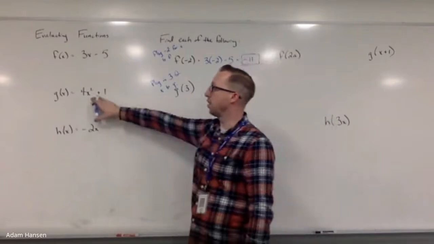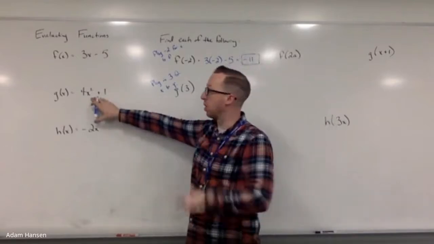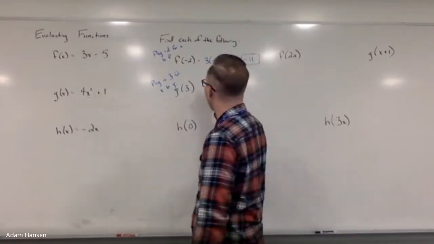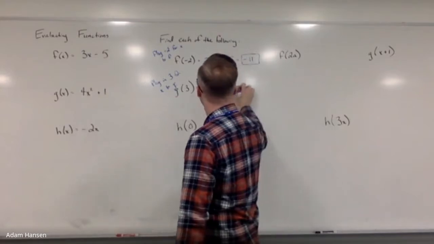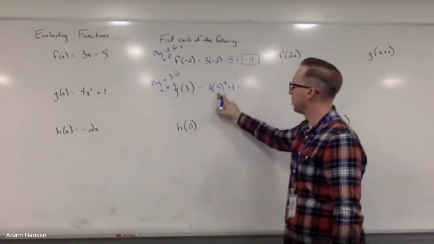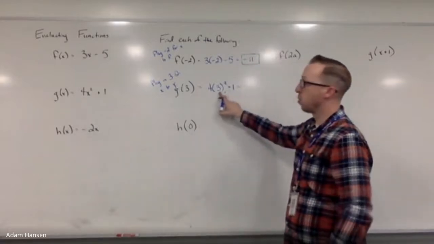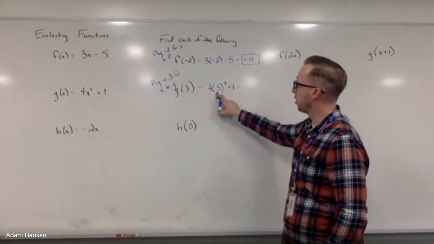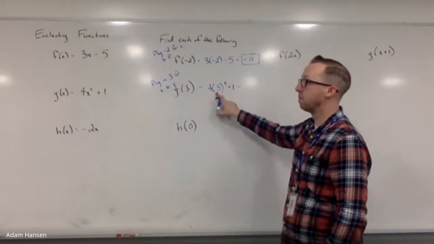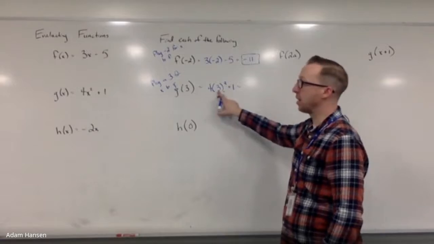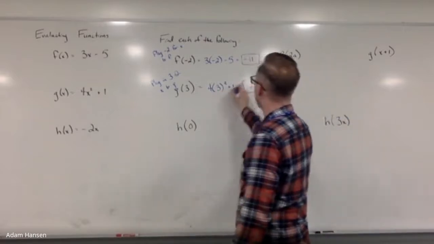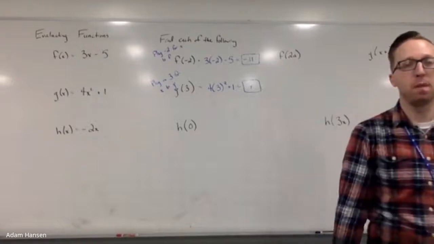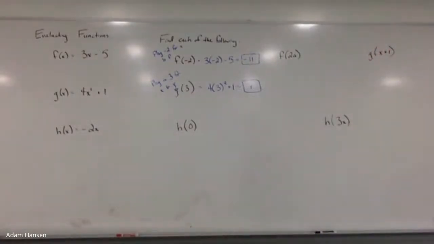Instead of 4 times x squared plus 1, we're going to replace x with 3. 4 times 3 squared plus 1. Order of operations, 3 squared first. 3 squared is 9. Then do 4 times 9 to make 36, plus 1 is 37. The value of function g when x is 3 is positive 37.